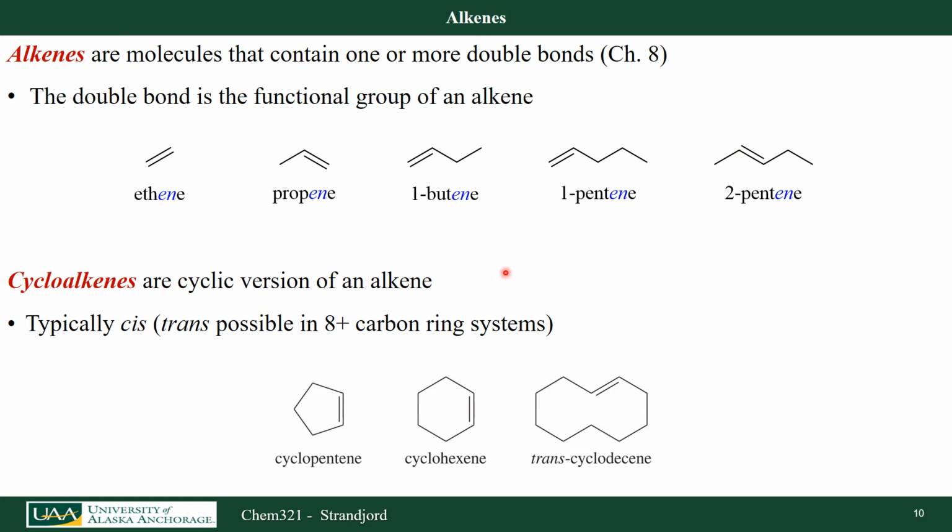We can also have cycloalkenes, and they can exist as either a cis isomer, which we'll talk about again in a later chapter, or a trans isomer, but I have to have at least 8 carbons to have a trans isomer. So here I have 5 carbons, I have a double bond, that's a pentene, and it's a cyclopentene. Here are 6 carbons, and I have a double bond, this is a cyclohexene. Here I have 10 carbons and a double bond, so it's a cyclodecene.